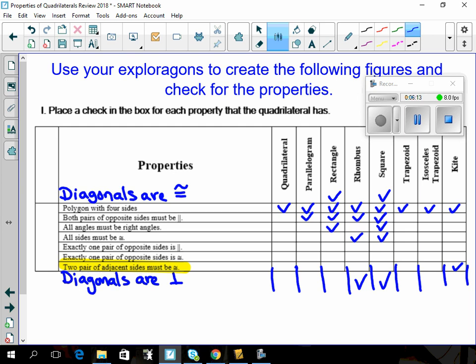Let's keep going. What's the next shape? A traditional trapezoid. Not an isosceles one, but a regular old trapezoid. Exactly one pair of sides is parallel. That's true. And that's it. That's the definition of a trapezoid. I have one pair of parallel sides, and that's it.